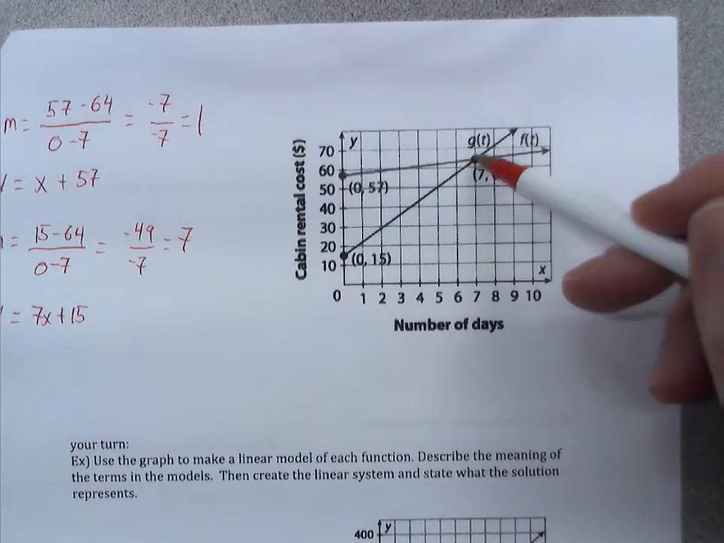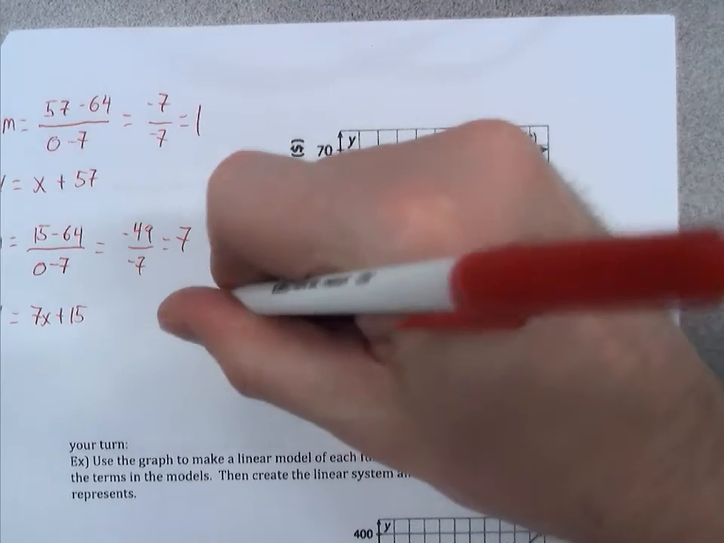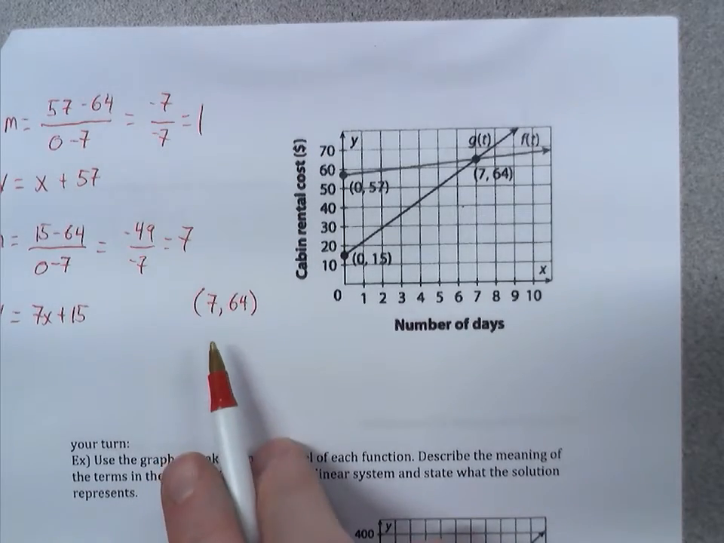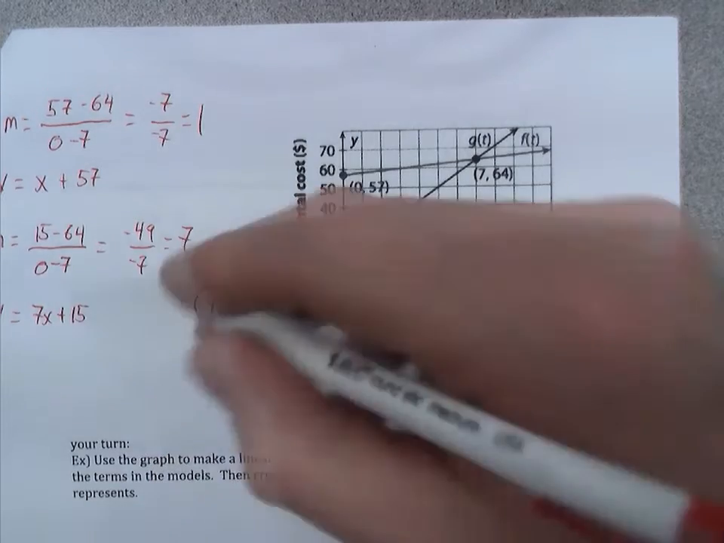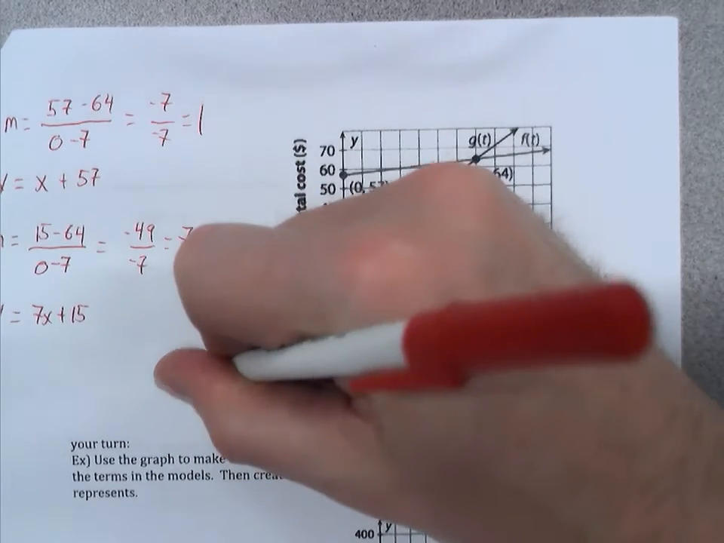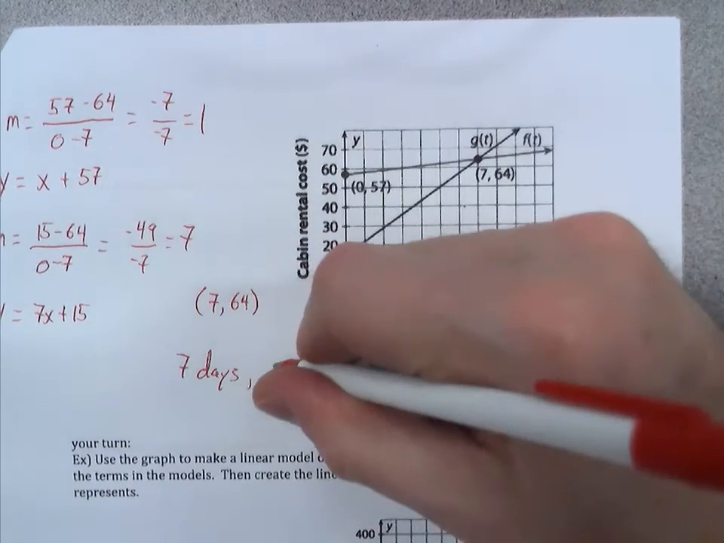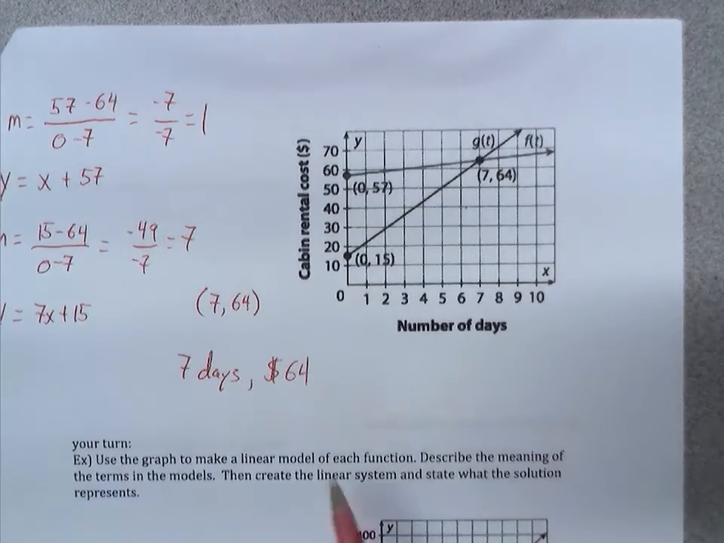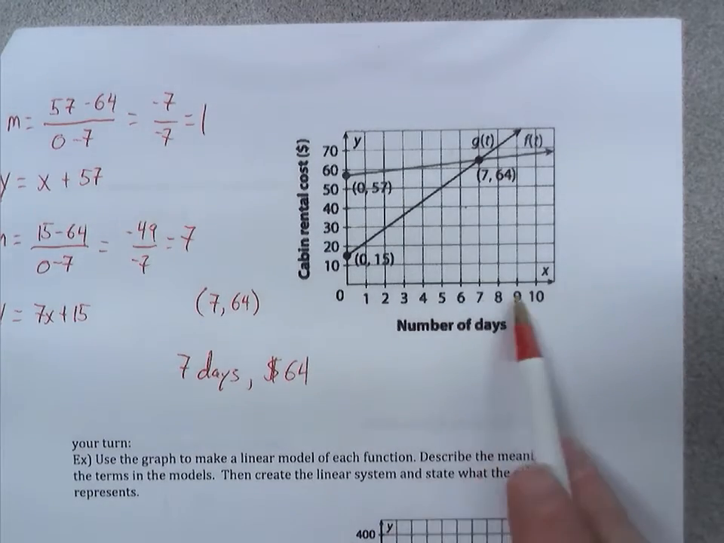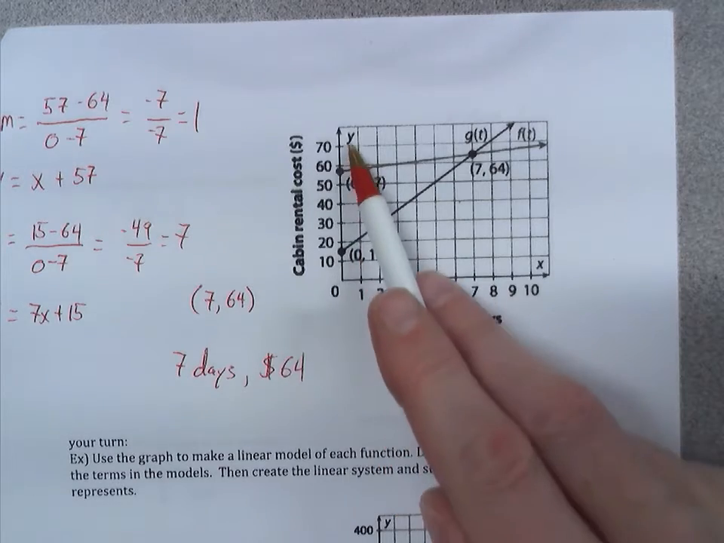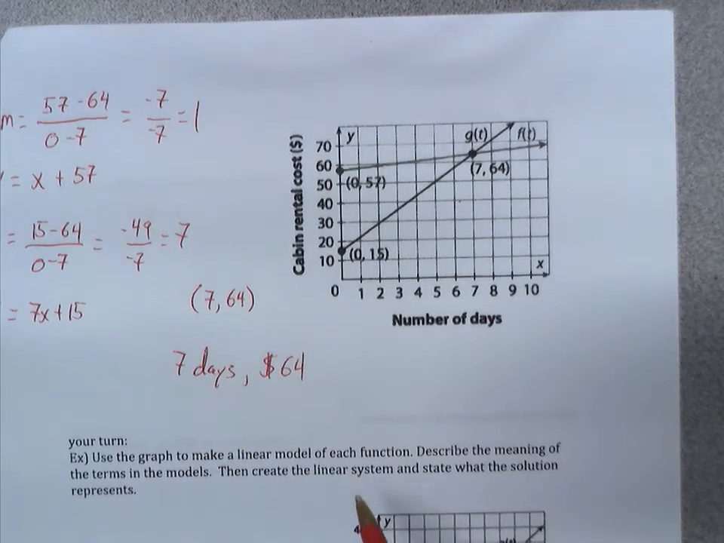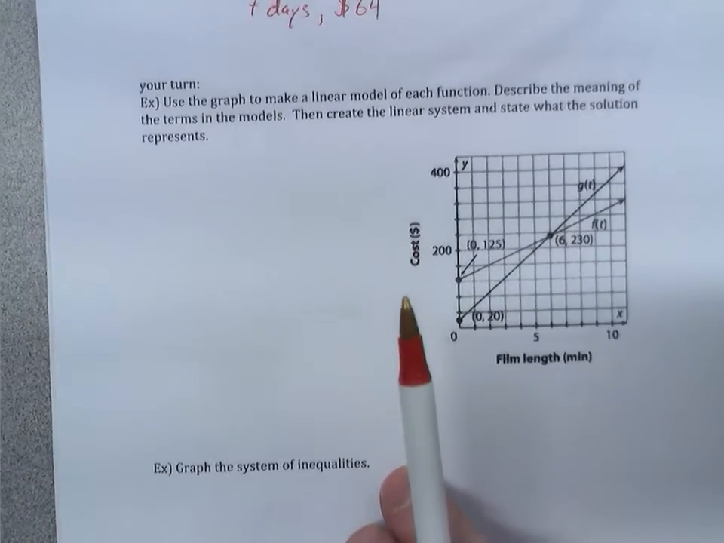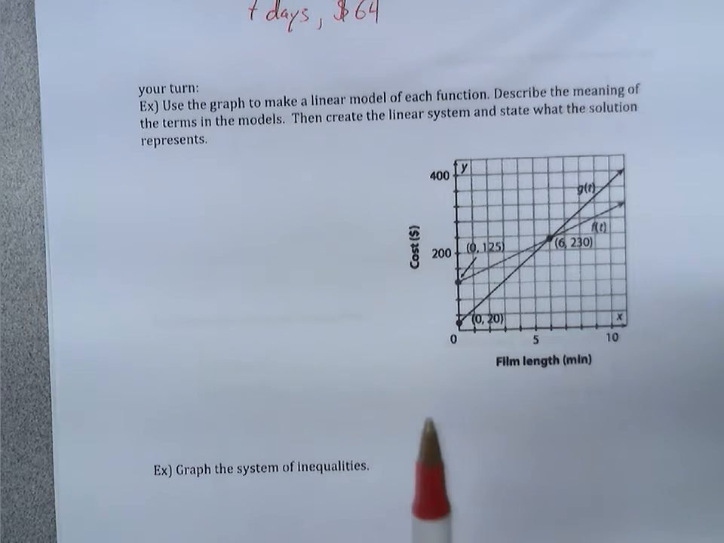And then of course it asks, what's the solution? Well, the solution is this point, (7, 64), right? So that's the point of interest. And then the question is, what does that mean? Well, what that means is that in 7 days, both of these functions will be at a cost of $64. And I know that the 7, the x value, is the number of days. This is the cabin rental cost, so I know that at 7 days at $64, they would be the same.